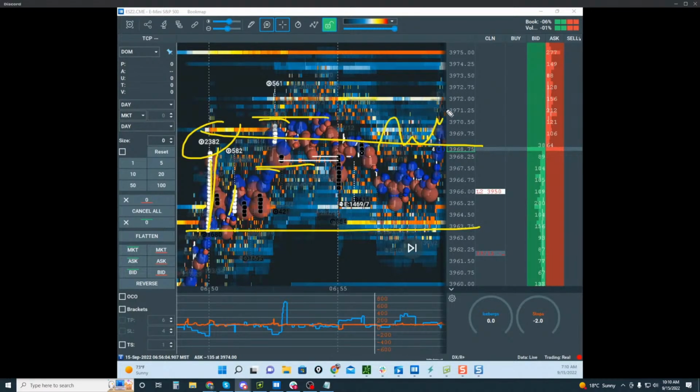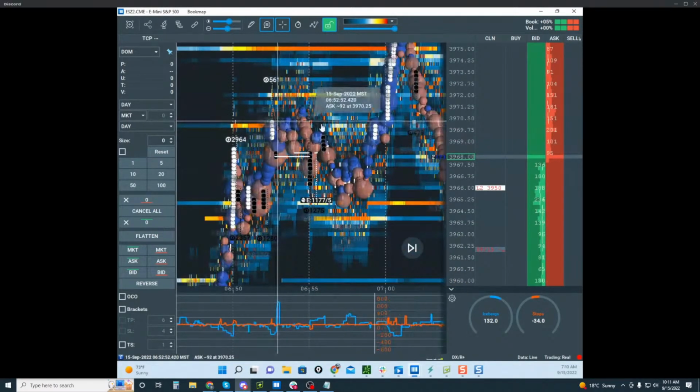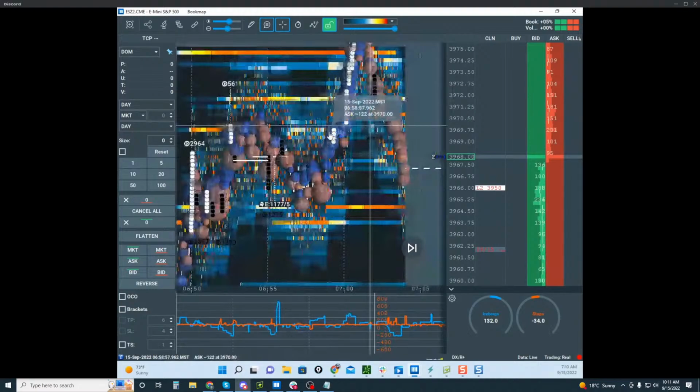So if this holds, then we're probably going to break out of this balance area to the upside that I just showed. If this fails, then there's a lot of longs that were jumping in here that are going to be in trouble. So I'm not going to draw that zone. I want to stay consistent with my thresholds. And here's another sweep too.